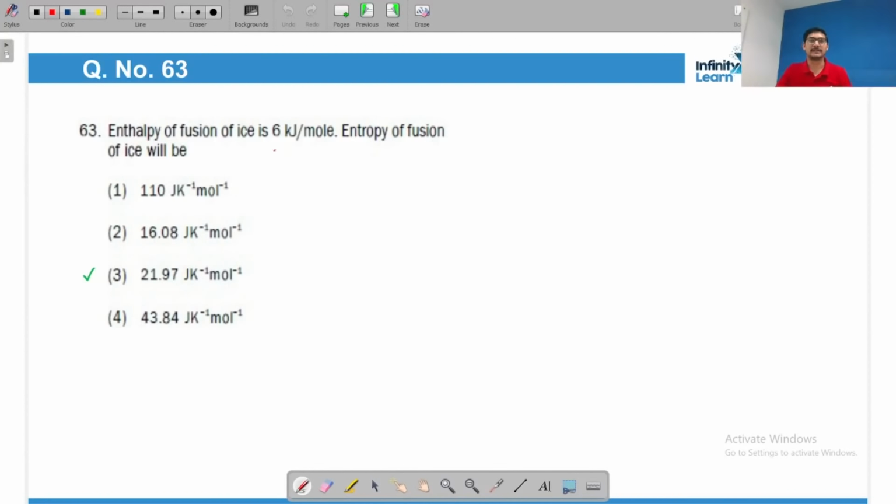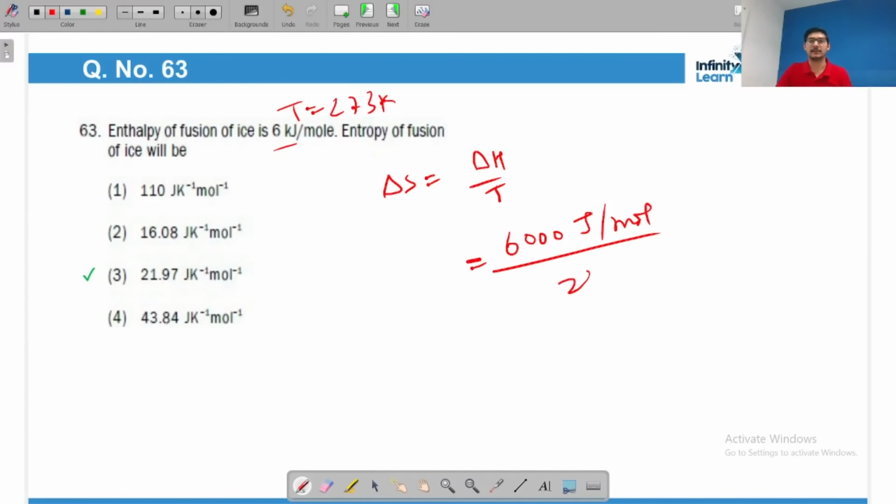Enthalpy of fusion of ice is given, and we will take the temperature to be the melting point of ice, which is 273 Kelvin approximately. So the entropy of fusion, guys, is delta H by T. So basically it is 6000 joule per mole divided by 273 Kelvin. When you calculate it, it will come out to be approximately 21.97.